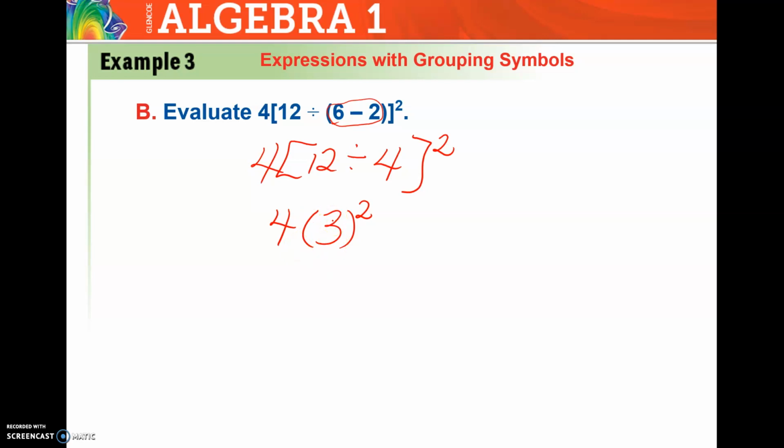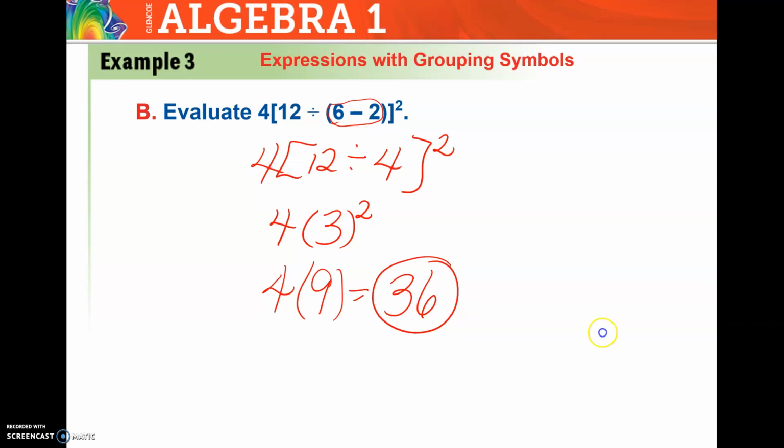So now I go to the next step, which is exponents. So exponents is 3 squared. I have to do that first. Then I need to multiply by 4. So 4 times 9 is 36. Well, these things, if we plug them into the calculator, we're going to find that it won't always be correct because the calculator just kind of goes left to right.